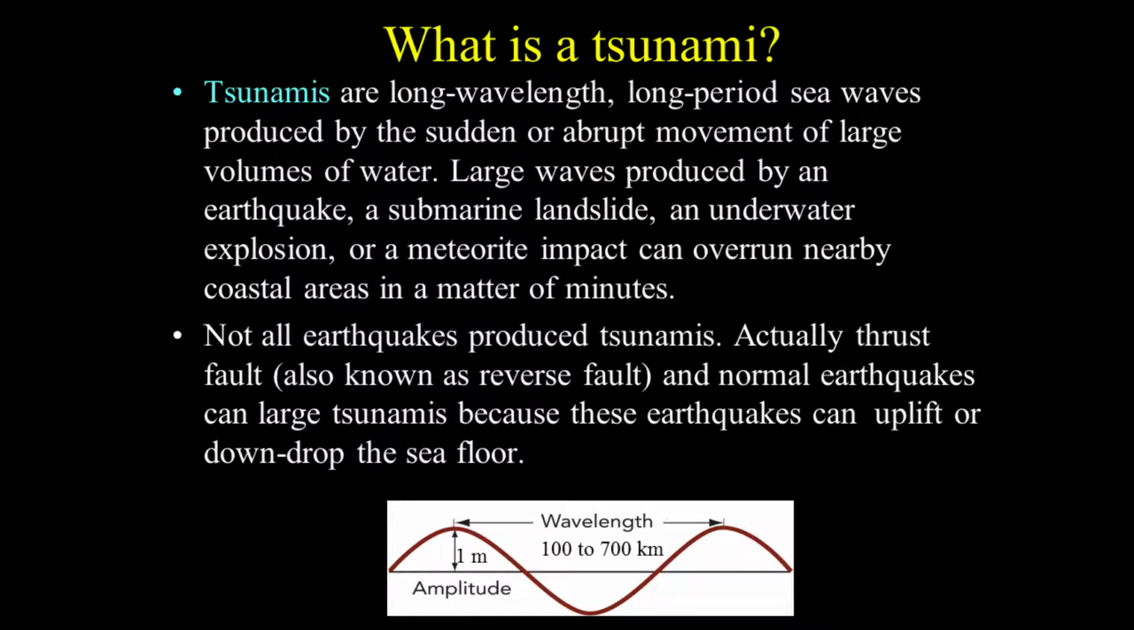What is a tsunami? Tsunamis are long wavelength, long period sea waves produced by the sudden or abrupt movement of large volumes of water. Large waves produced by an earthquake, a submarine landslide, an underwater explosion, or a meteorite impact can overrun nearby coastal areas in a matter of minutes.